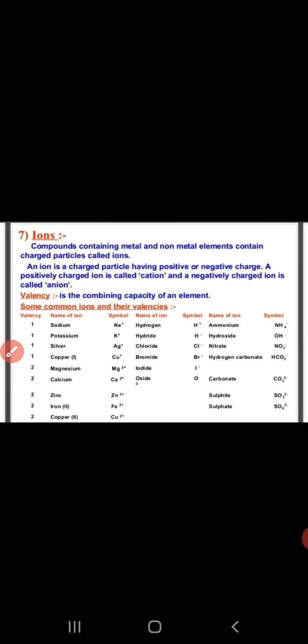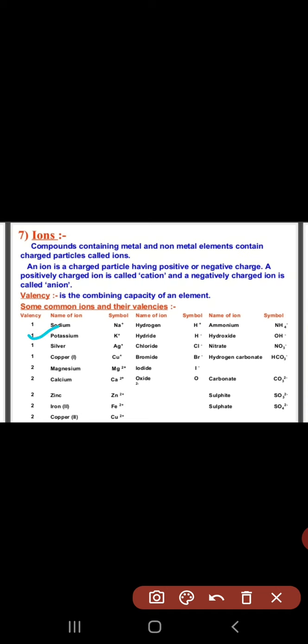Now for potassium, the symbol is K plus. Here it is also the same, accepting 1 electron, that is, the valency for potassium is 1. Now move to the next one, silver. Silver, here it is also the same, Ag plus.